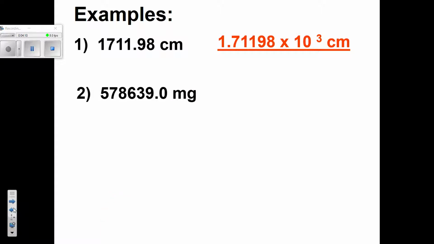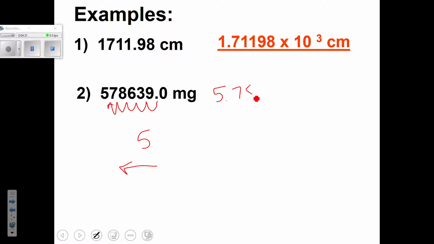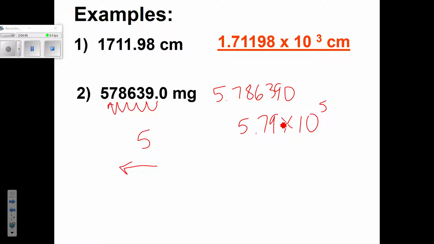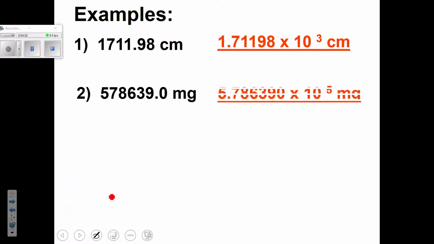Okay, so our next example here, we have 578,639 milligrams. Again, we want one number in front of the decimal. 1, 2, 3, 4, 5. So we went 5 places to the left. Moving that decimal to the left means our exponent will be positive, so we're going to rewrite this number as 5.78639, or let's just say we round it to 2 decimal places, 5.79. And then we have an exponent of 5, and it's positive because our decimal moved left. Okay, so I'm going to clear out this ink, and we'll move on to the next one.